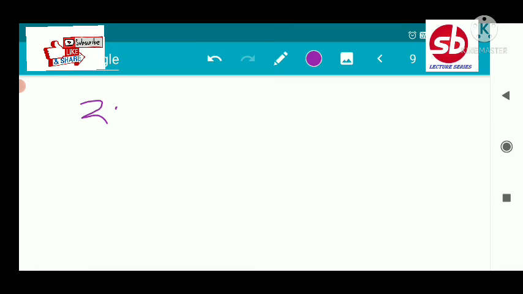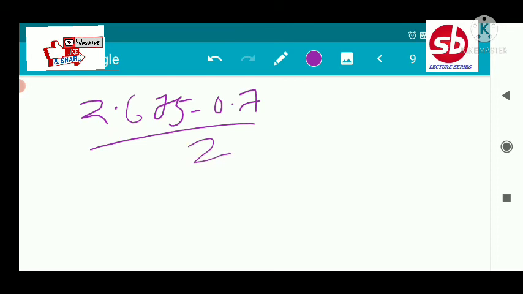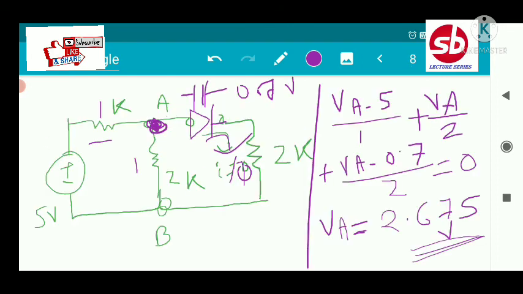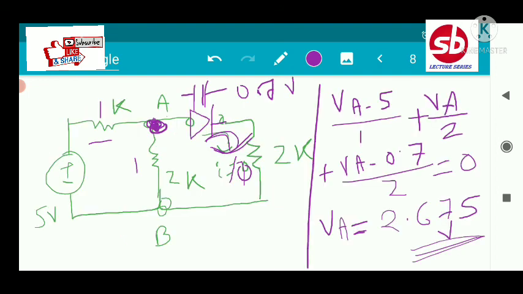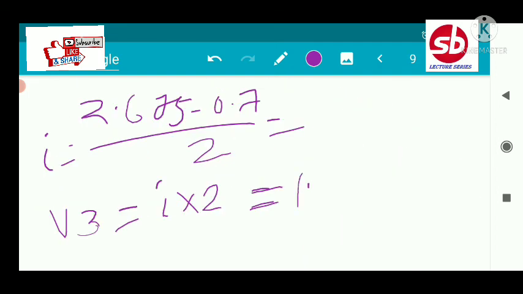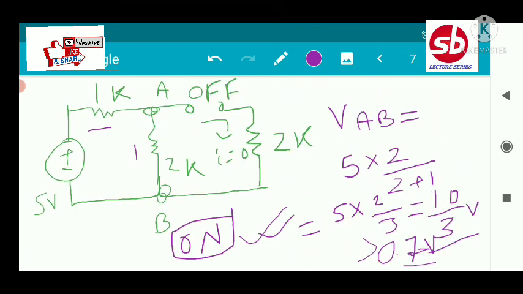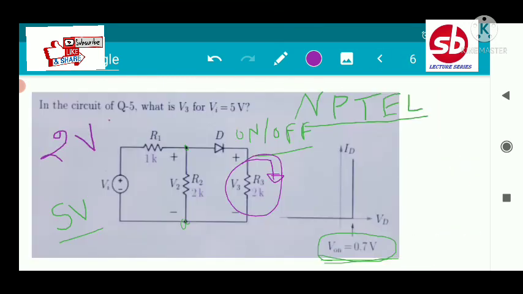So the current is Va, which is 2.675, minus the diode voltage 0.7, divided by 2. That is the current flowing through this branch. If you calculate this current, and then calculate V3 as this current into this resistance, you will get a value of 1.975 volt, which is nearly equal to 2 volt. So the correct answer in this question is 2 volt, the voltage across this terminal.